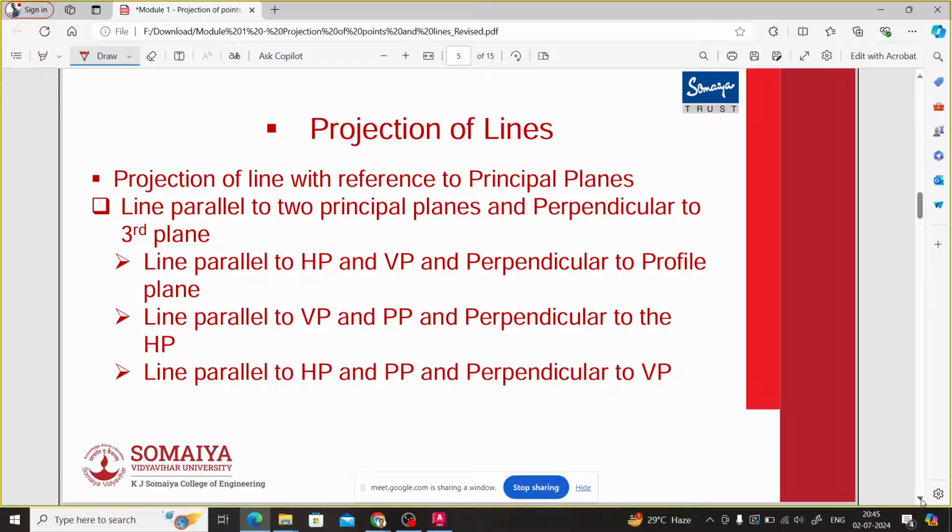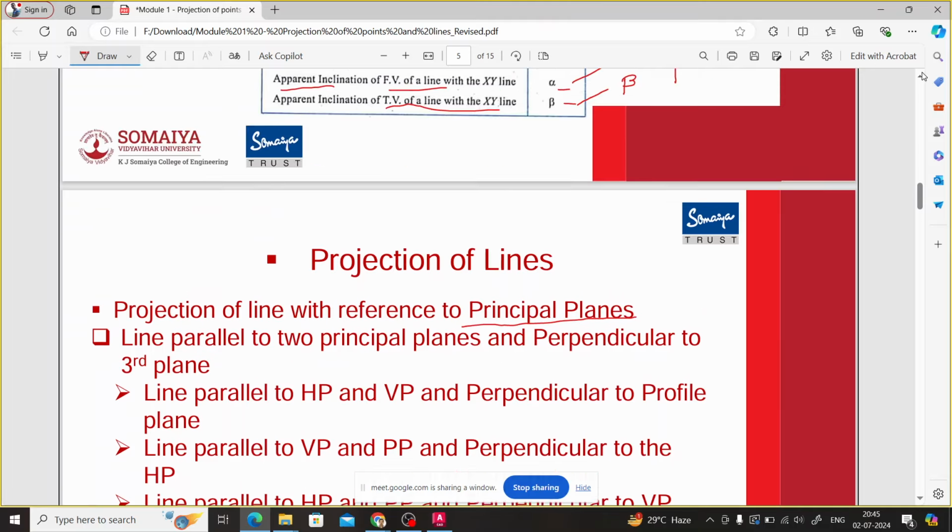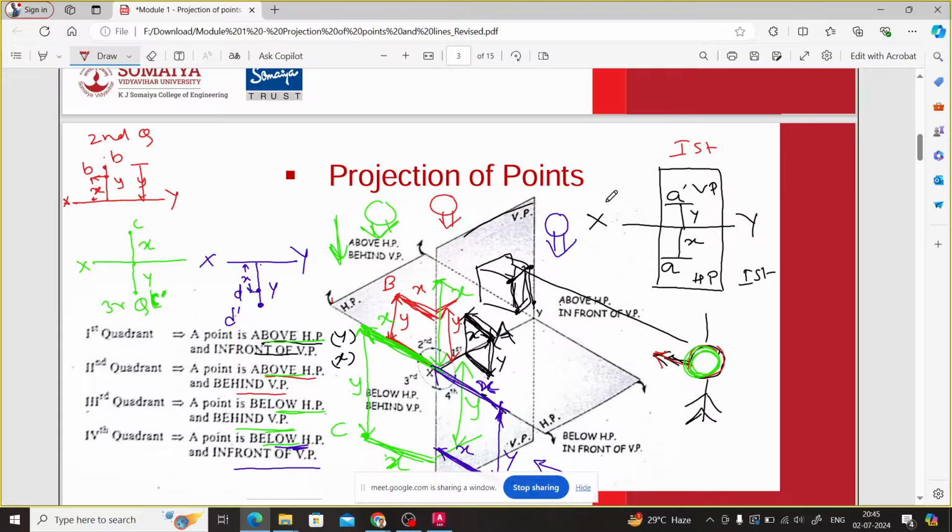Now we will start with a very basic topic: projection of a line with reference to the principal planes. I did not tell you what we mean by the principal plane. Principal plane means vertical plane and horizontal plane. The vertical plane is one principal plane, and the horizontal plane is another principal plane.